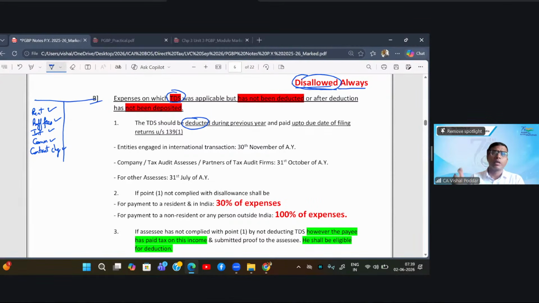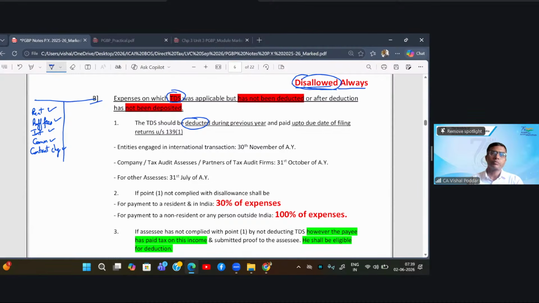In the chapter, in detail, you will study on what all payments TDS has to be deducted, at what rate TDS has to be deducted, and what are the other conditions. I'm not discussing that because that is not required here, and also that is not part of our today's topic. So just a brief understanding you should have that for certain payments, income tax says while you make those payments, first deduct the TDS, deduct it, and deposit it with the government.